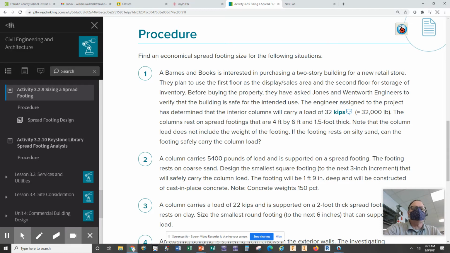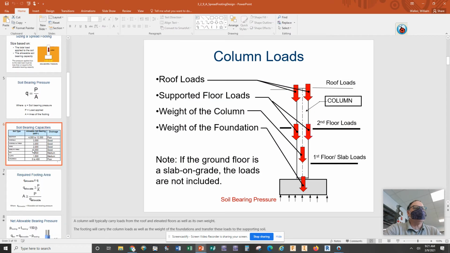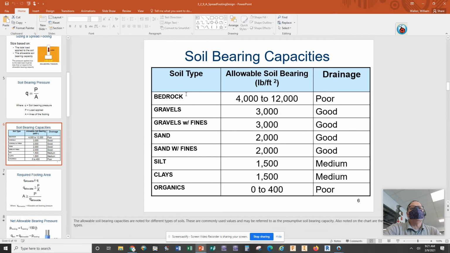Now, the type of soil, if you look back in your PowerPoint here, they do have a table showing you what kind of soil you might have. Like sand has a bearing pressure of 2,000 pounds per square foot. Silt has 1,500 pounds per square foot, sand with fine. So I would say in our case, silty sand is probably going to be 2,000 PSF, right? So you look at this table to get the allowed soil bearing pressure, okay?